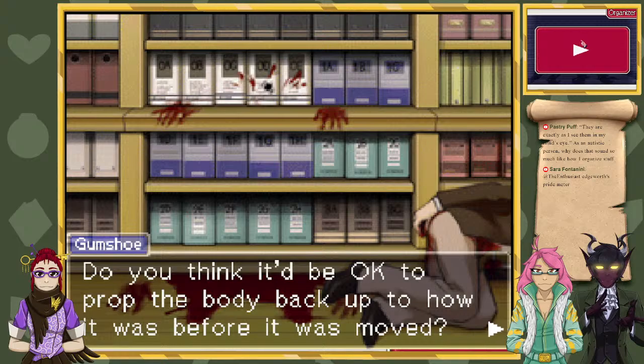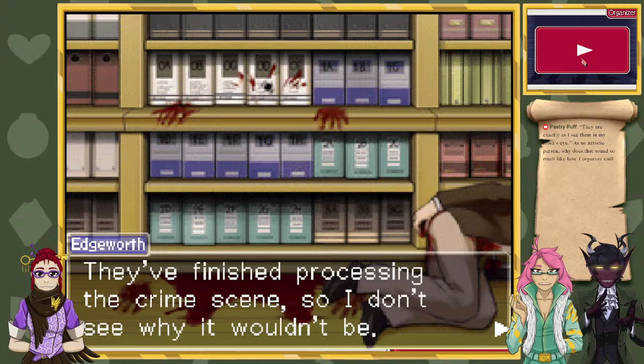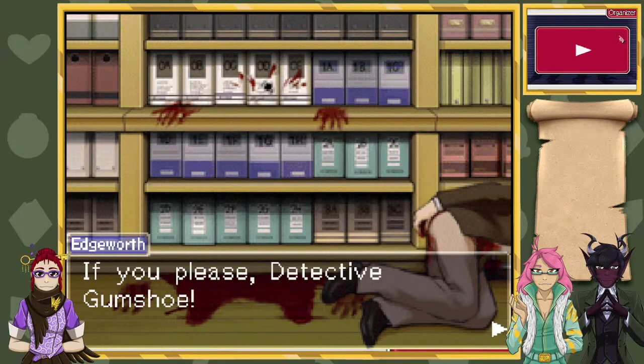Do you think it'd be okay to prop the body back up to how it was before it was moved? Yeah, see, that makes sense. They finished processing the crime scene, so I don't see why it wouldn't be. I can imagine it, the body with an arm around Gumshoe, an arm around Edgeworth, and they do the puppet thing to pretend he's still alive. You know, that classic gag that happens in cartoons all the time.